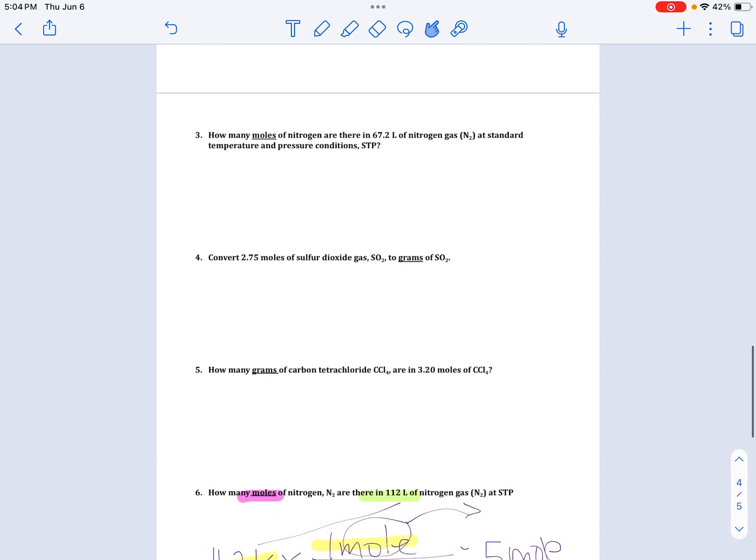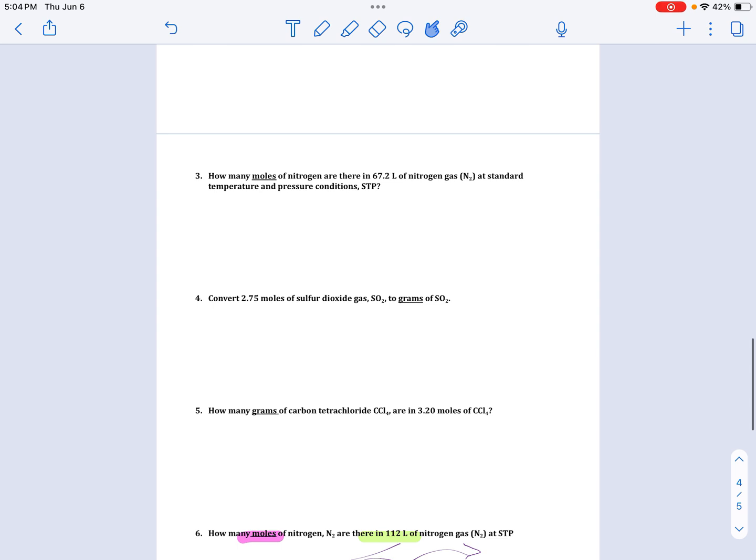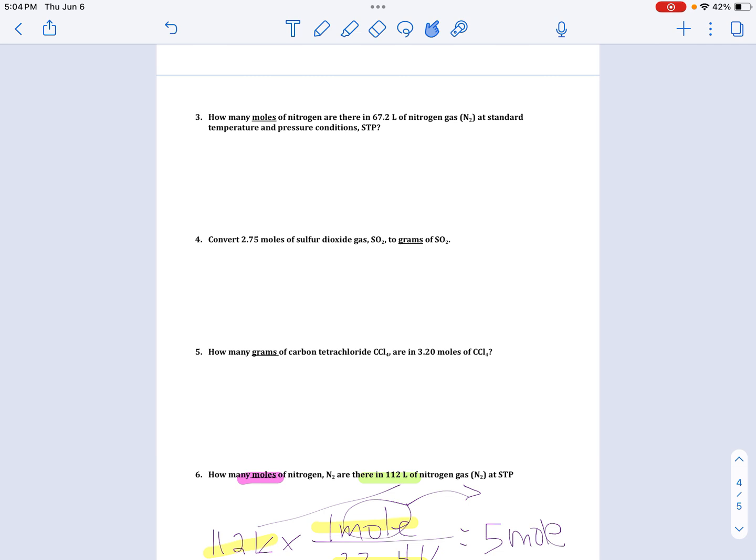All right, I kind of meant to do one that would use the other side of the table. So I'm going to do one more. I'm going to go back to number 4 if you want to watch. If you feel confident, you don't need to. But it says convert 2.75 moles of sulfur dioxide gas, SO2, to grams. So this time my given is 2.75 moles. The one with the number is always the given. And then they're asking me to find out how many grams that would be.